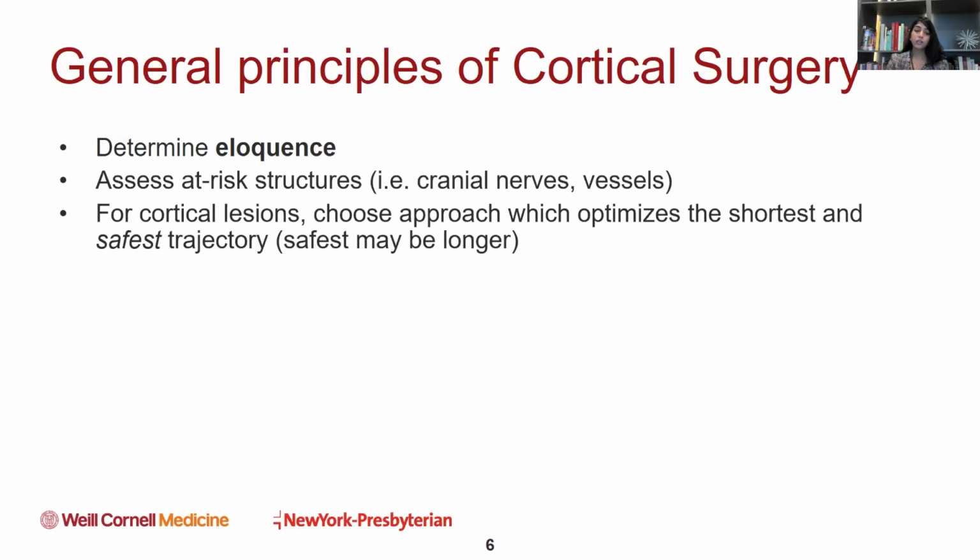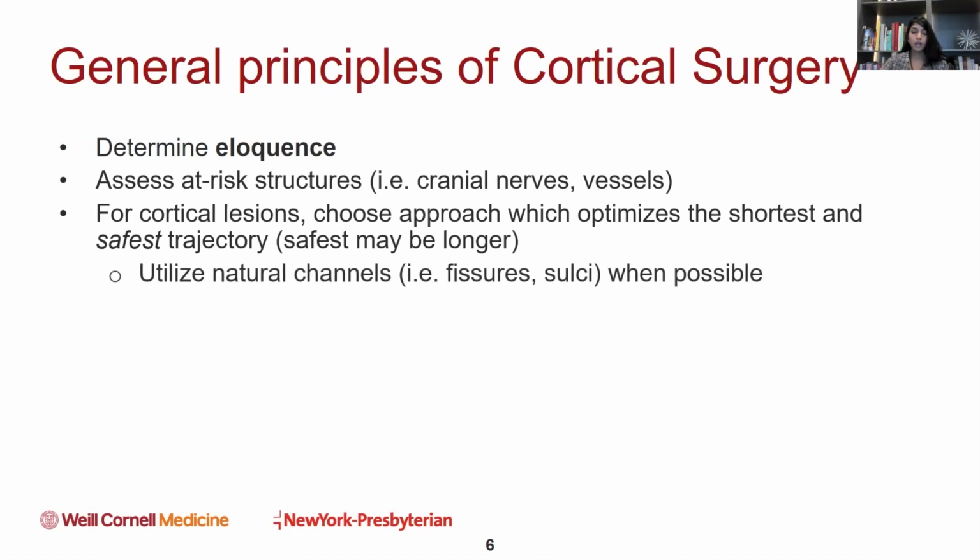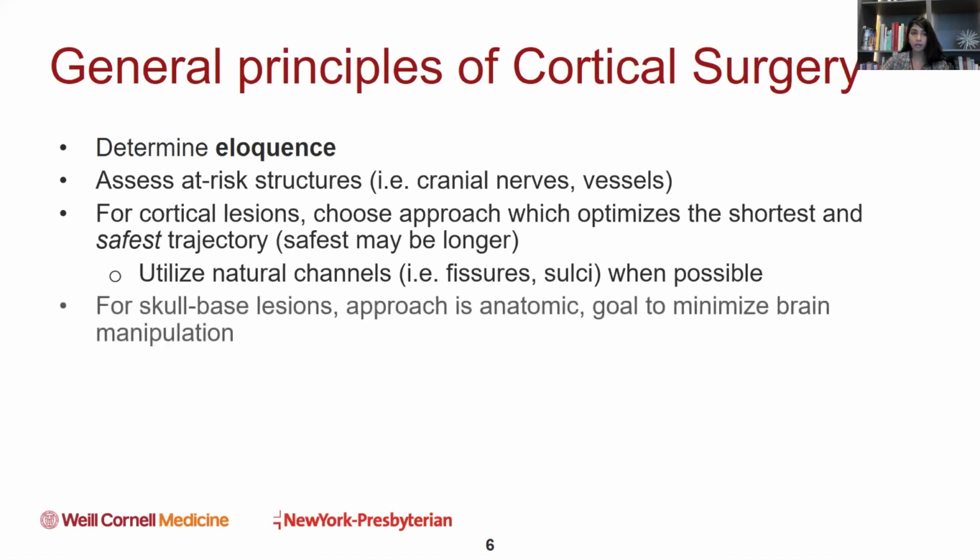In some cases, for deeper tumors, it may seem like a path that's short is the best, but if that path is going through an eloquent area, then it might make sense to do a much longer path going through a non-eloquent area in order to preserve function. So we often utilize natural channels, for example, the Sylvian fissure, if we need to access a tumor that is at the back of the Sylvian fissure or in the insula, and we use these natural spaces that the brain provides in order to minimize injury to the brain itself.